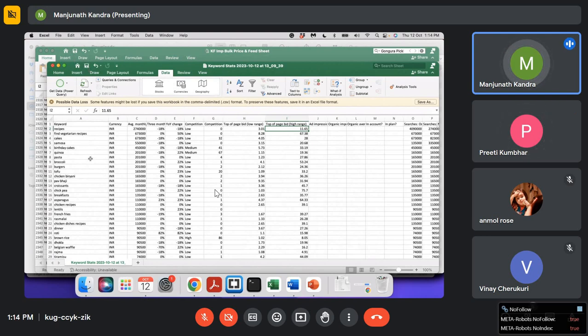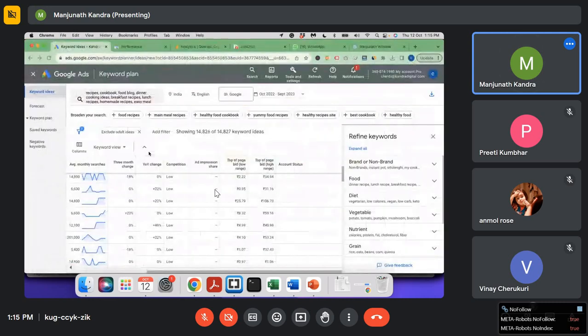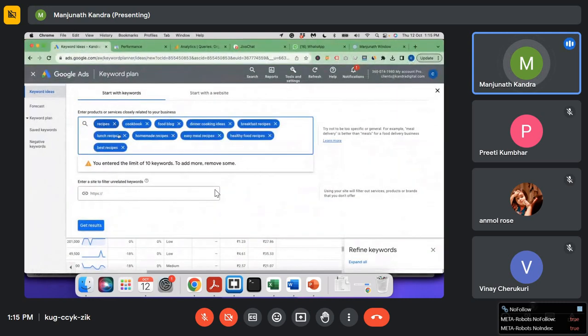Yes. Any questions with regard to this file? So now what you can do is, on top of this, you can input this keyword. You found the first thing, you have anyways inputted recipes. Correct? Second, you found the highest volume is vegetarian recipes. You can input this keyword. So see what happens when you input find vegetarian recipes. This might give you a few more thousands of keywords.